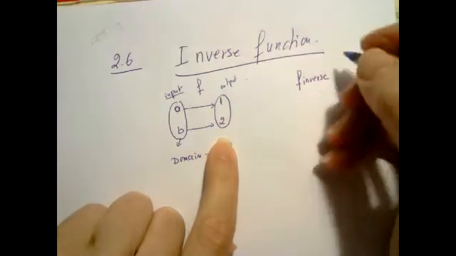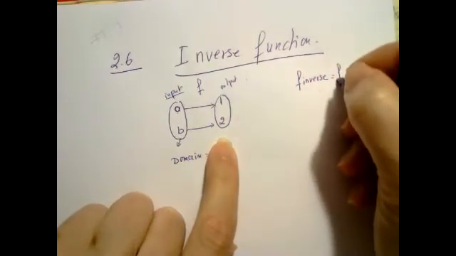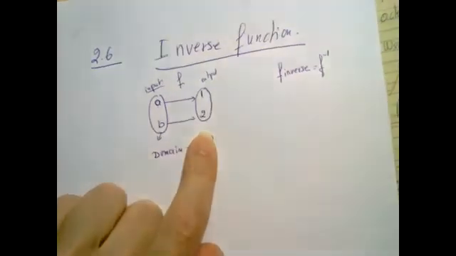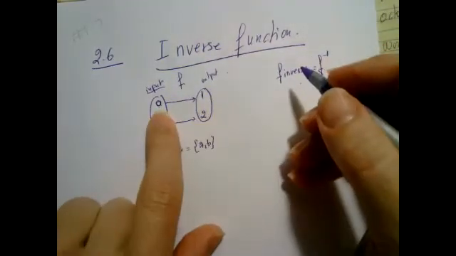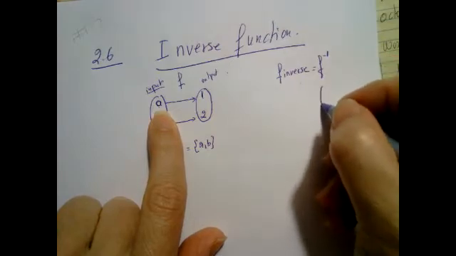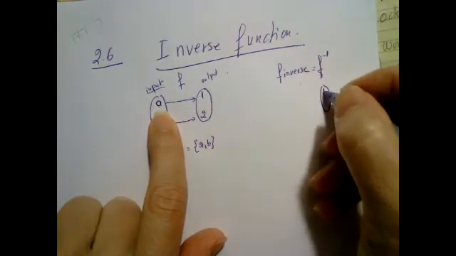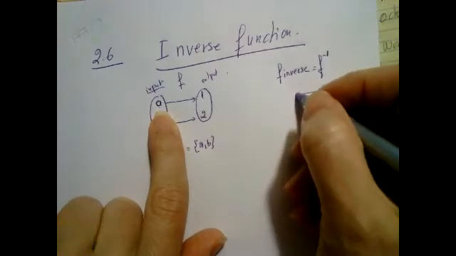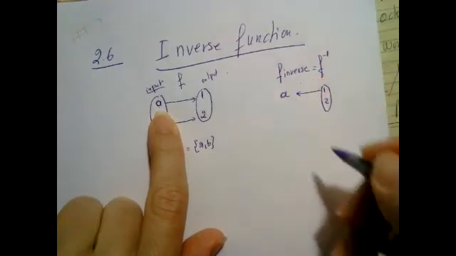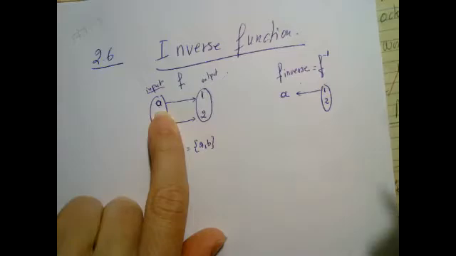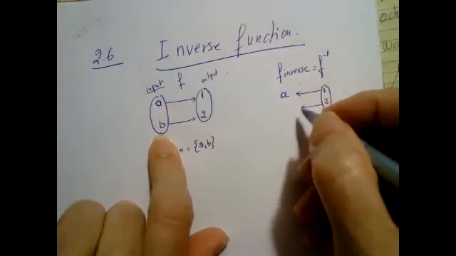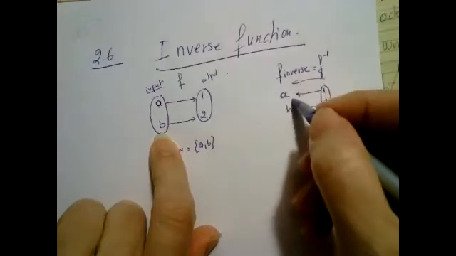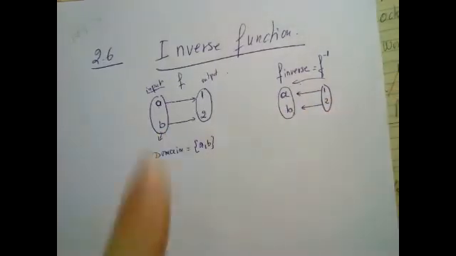F inverse, we are going to have a notation for it like this. A bad notation, but that's the notation. What it does, it's going to move backward. So I'm going to draw it like this. These are the input of f inverse. And it's going to take 1 back to a. So that's the new function. It's going to take 2 back to b. So it's going to reverse the process. It's going to go this way.